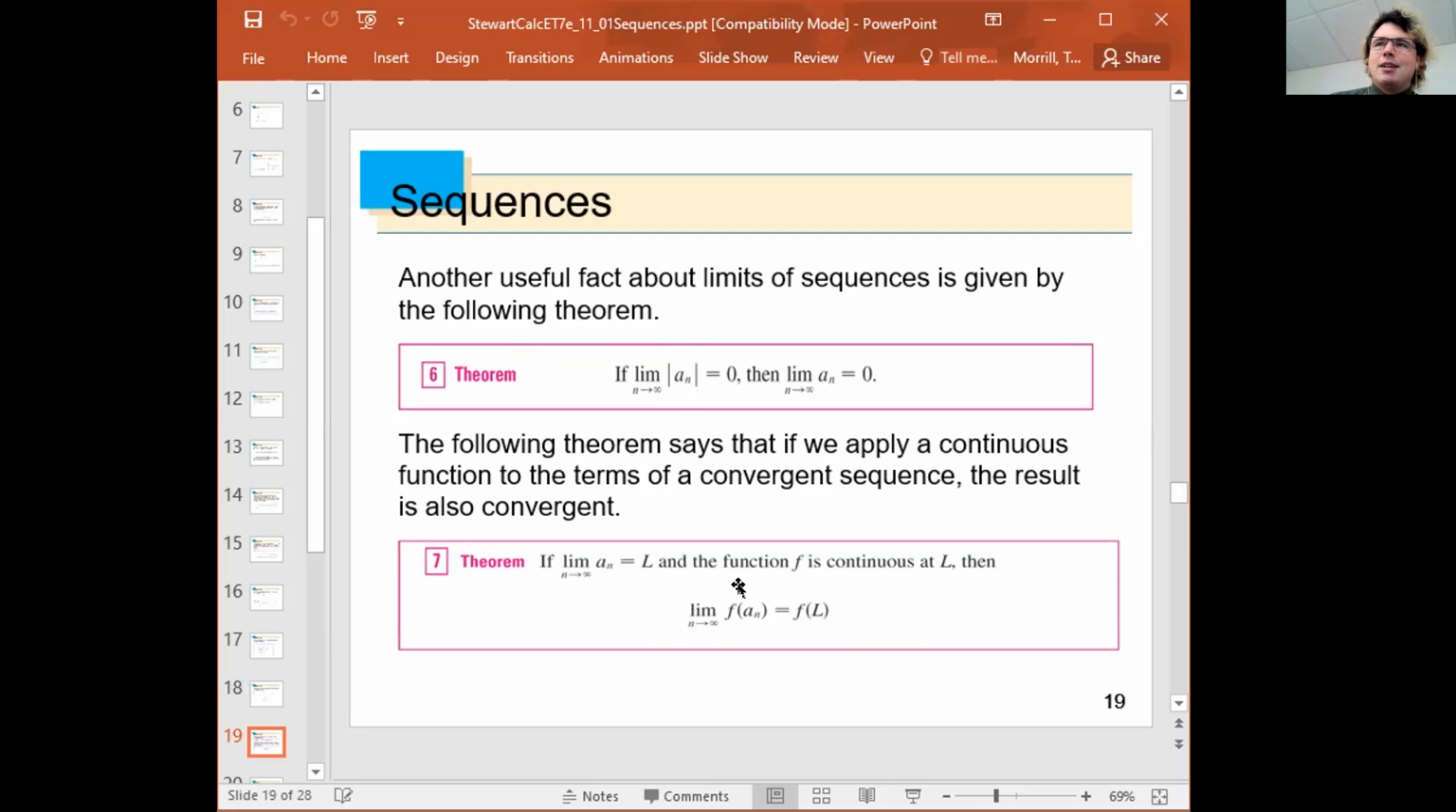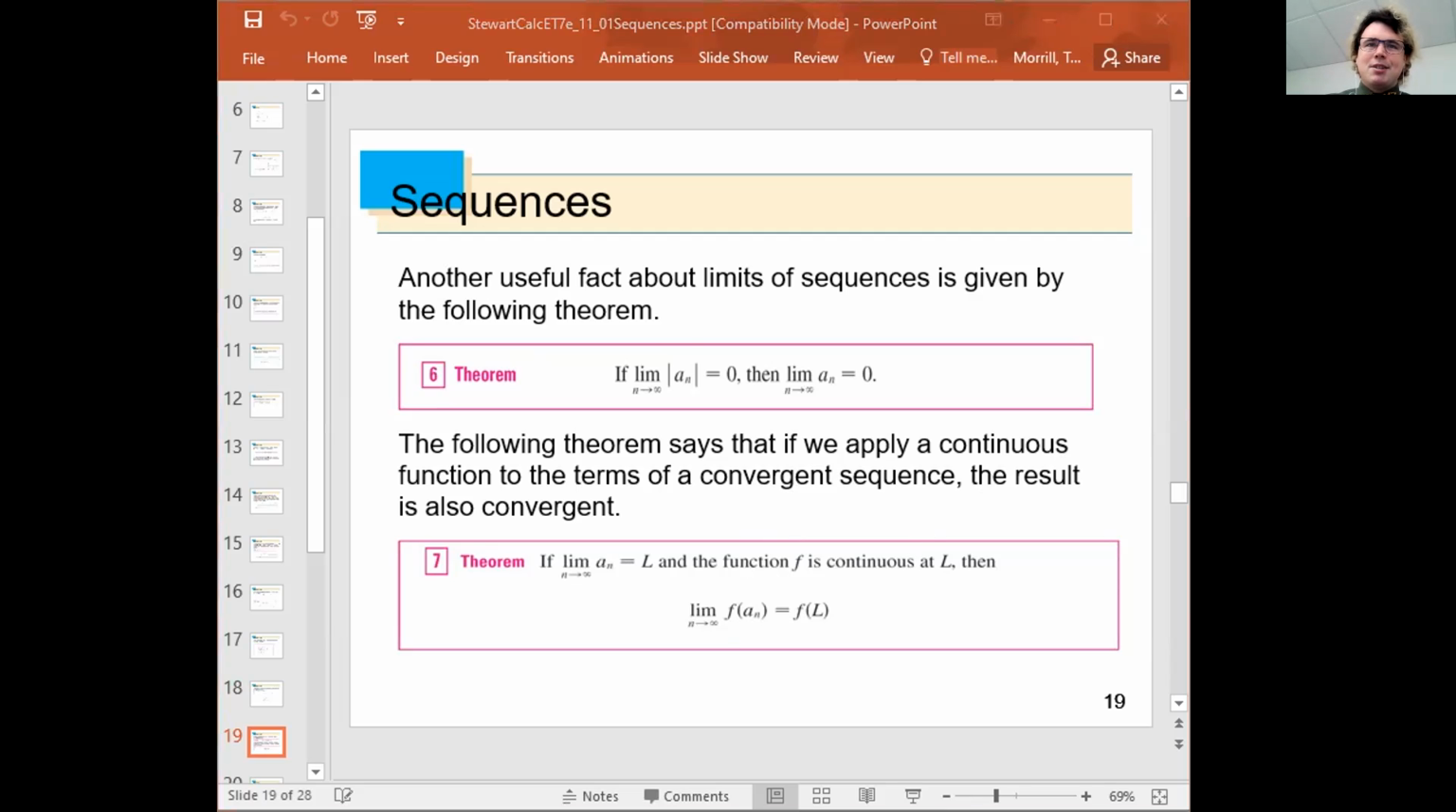And more generally, just like we saw in Calc 1 that continuous functions play very nicely with limits, the same thing applies for limits of sequences too. So if you have a sequence a sub n, and the limit of this sequence is equal to L, the limit of f of a sub n, so long as the function f is a continuous function, will just be f applied to the limiting value, L.